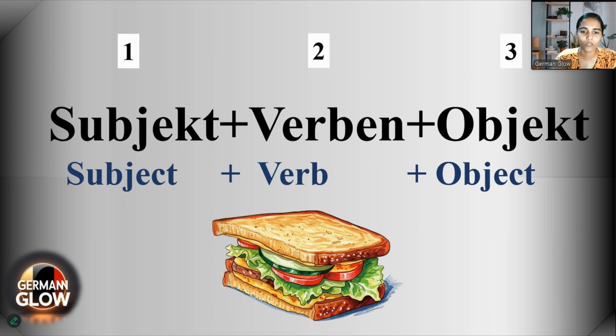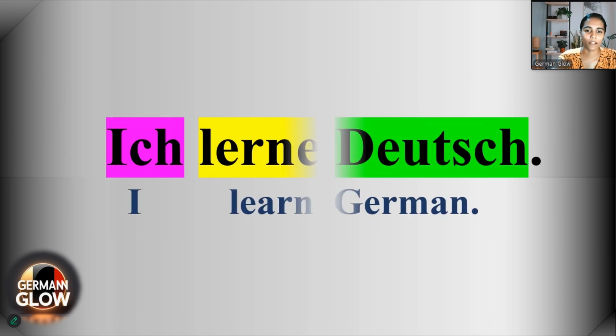In German, you usually can't move the verb around like in English. It needs to stay in second position. For now, remember, always start with the subject, follow with the verb, then add the rest: object, time, place, etc. Let's look at a simple example.